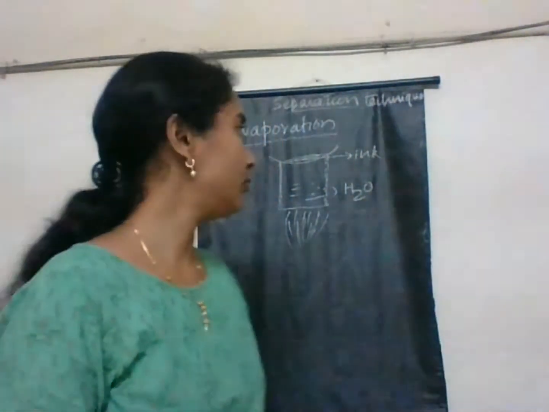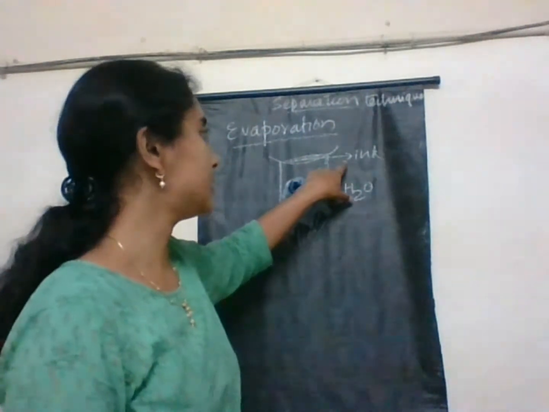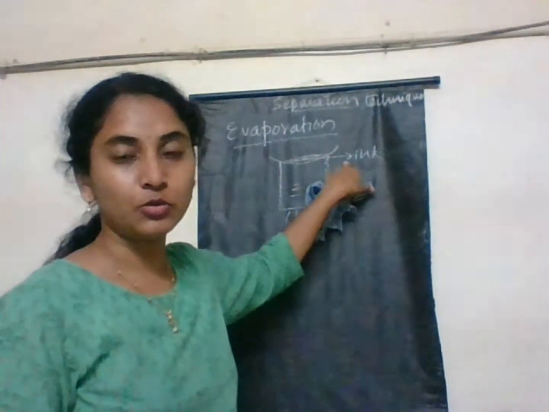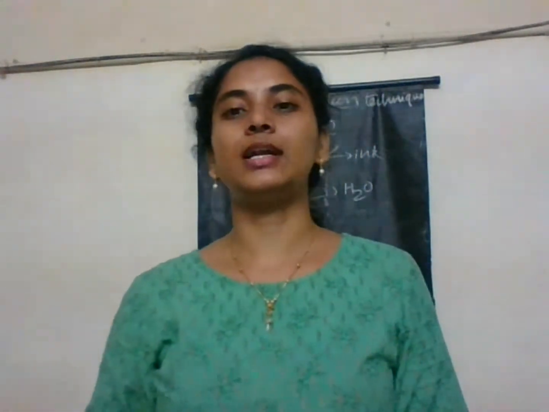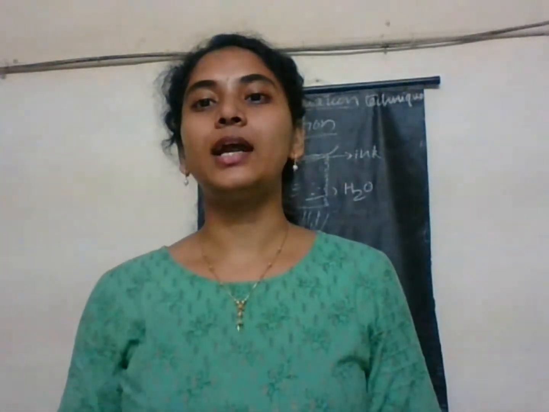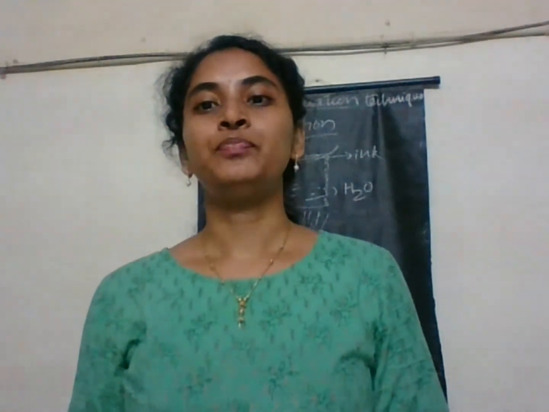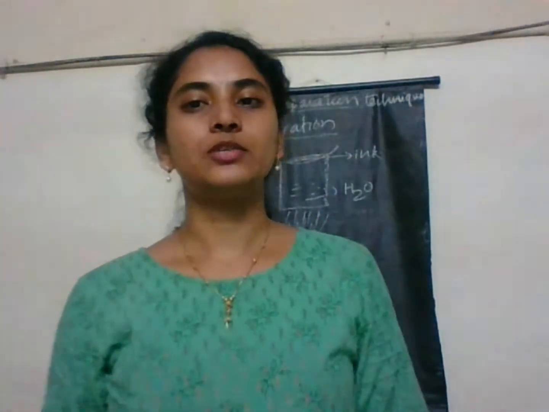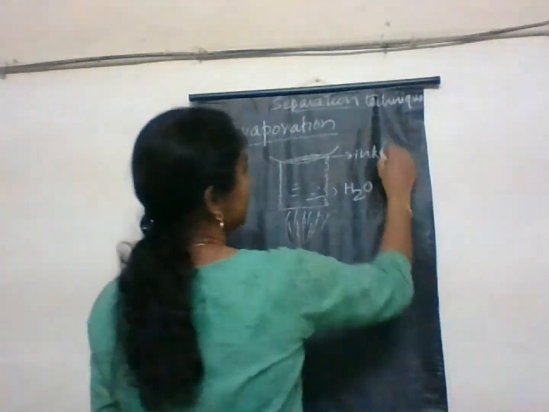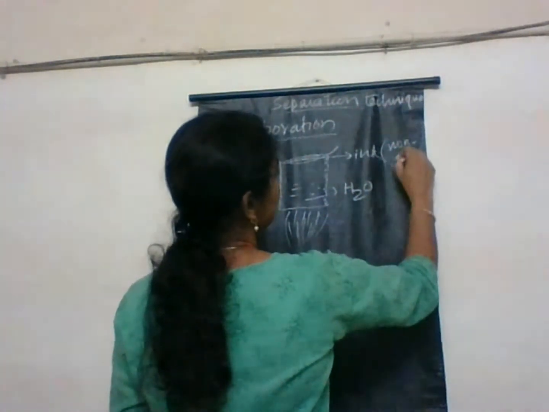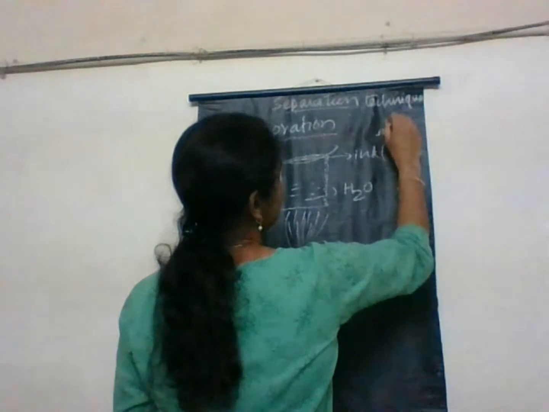Evaporation is a common technique. Take ink, for example: how do you separate its two components? What does ink contain? Ink is a dye which contains colored components. The colored components are non-volatile solutes, whereas water is a volatile solvent. So ink contains a non-volatile solute plus a volatile solvent.